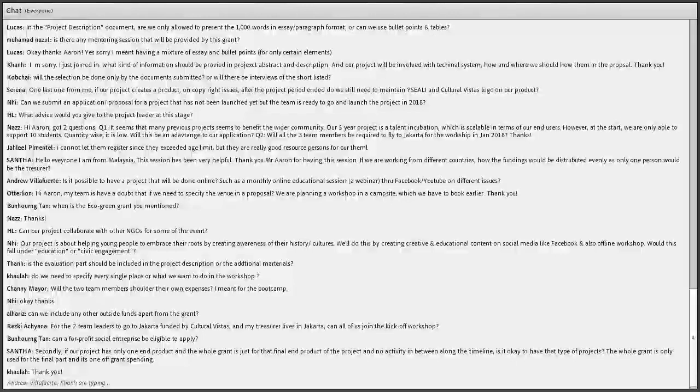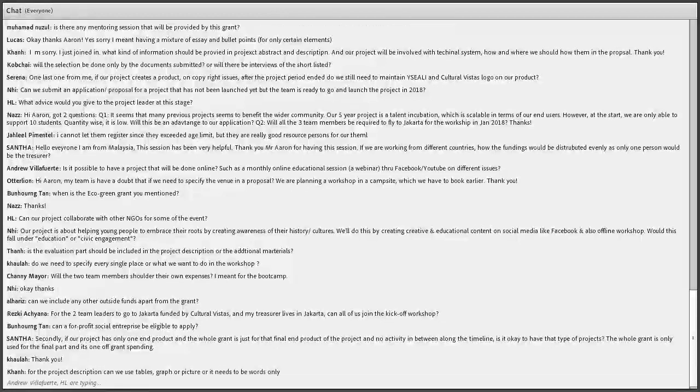Al-Haraz is asking, can we apply for outside funds? You are encouraged to apply for outside funds. Rezki is asking, for 2 team leaders to go to Jakarta funded by cultural visitors, if the treasurer lives in Jakarta, can all of us join the kickoff workshop? Rezki, your answer is yes. However, they will not be able to stay overnight at the hotel because there won't be rooms for them. But they can certainly join for the sessions.